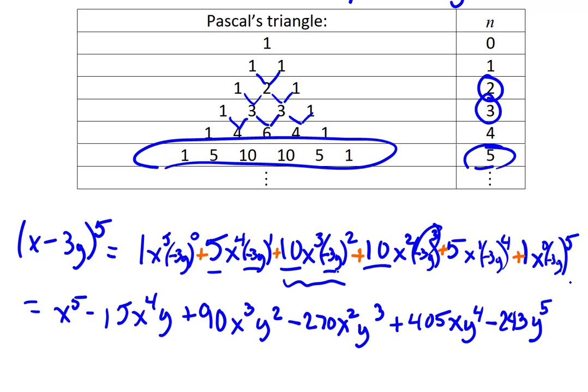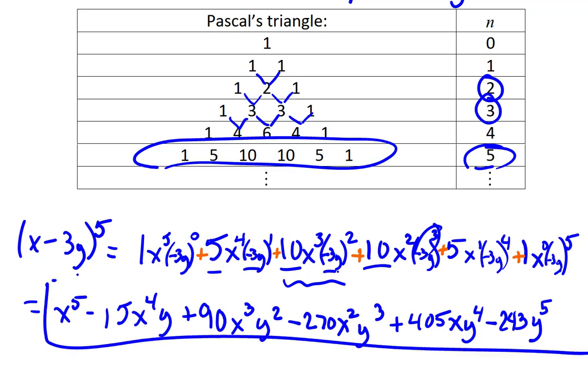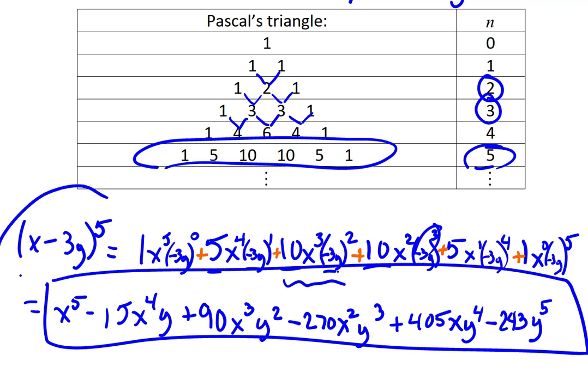In the same way, if I were to keep going, my next term would be a plus 405 x y to the 4th, and then minus 243 y to the 5th. And that takes us all the way to our last term, simplified. And so this remaining expression would be the expansion of x minus 3y all to the 5th power.